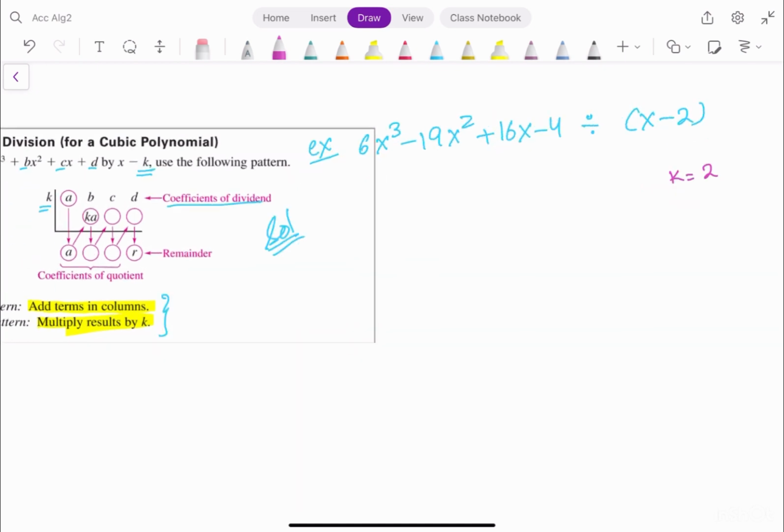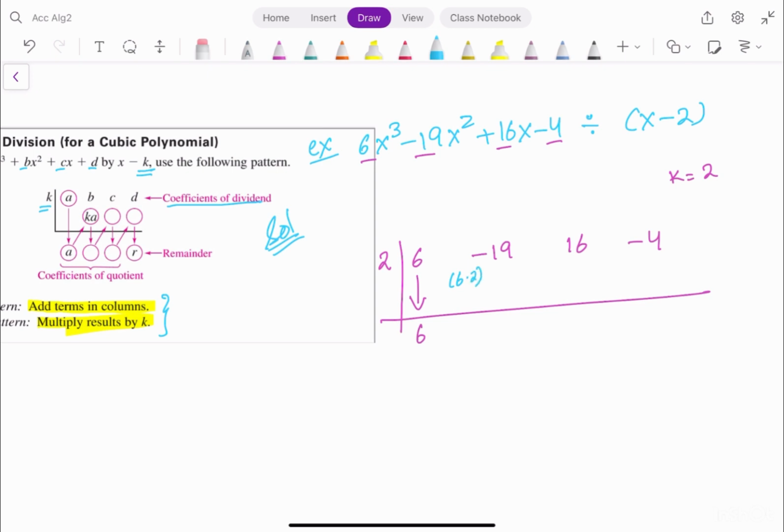So I know from x minus 2 that k will be 2, and we will write all the coefficients first. As you can see, the way synthetic division's layout is, it represents an L shape, right? So what we will do, we will bring the first coefficient down, which is 6, and after that we will do diagonal multiplication. So 2 times 6, or 6 times 2, will give you 12.